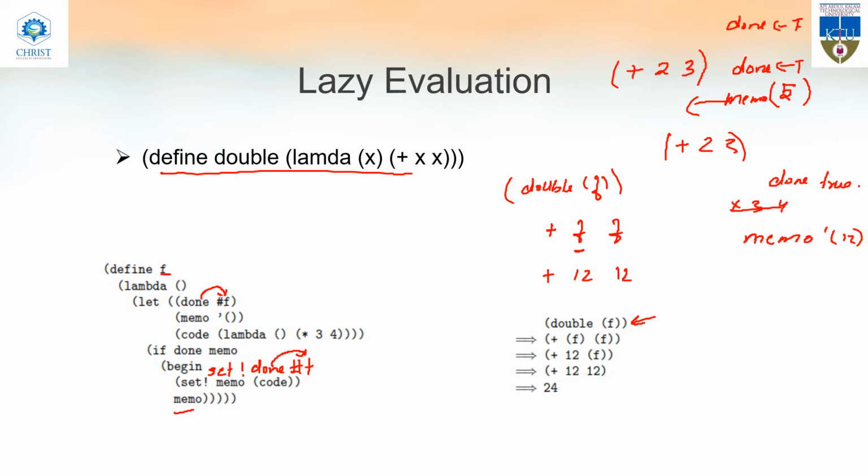Clear. So here you got two values. The first value you got because you calculated star 3 4. The second value you haven't calculated star 3 4. We have already stored that resultant value of star 3 4 in the memo list. That's how you got the second 12. Okay, so this is called lazy evaluation. I hope it is clear.